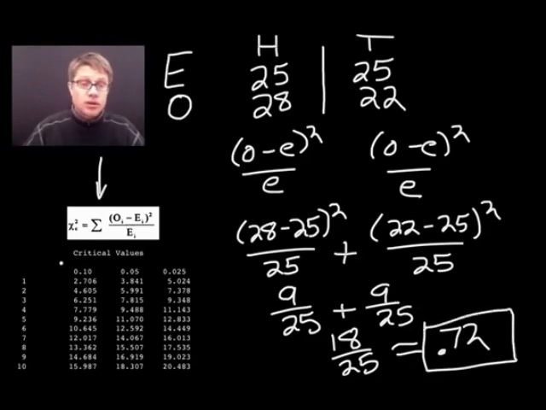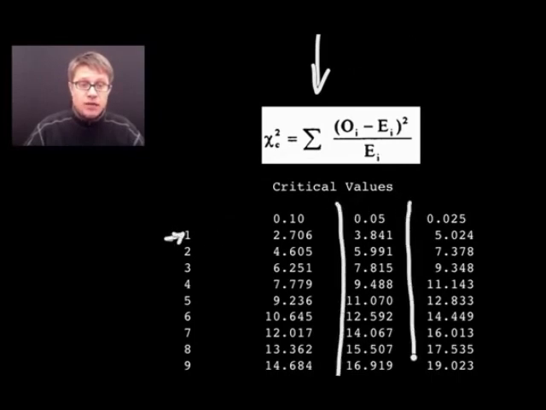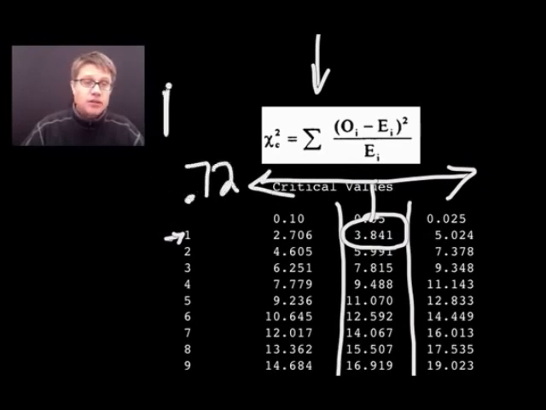Now let's go over here to our critical values. Well, we said that we had 1 degree of freedom because there are 2 outcomes. 2 minus 1 is 1. So we're in this row right here. And then here is our magical 0.05 column. And so our critical value is 3.841. And so if we get a number higher than that, we reject our null hypothesis. We didn't. So we got a value that is lower than that, 0.72. So that means that we have to accept our null hypothesis.